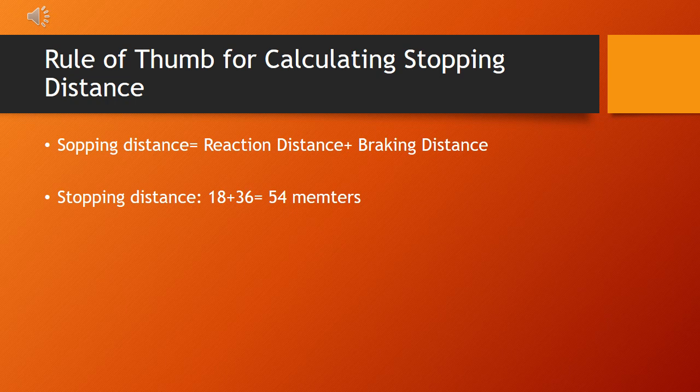So, if you were driving at 60 kilometers per hour and needed to stop suddenly, your car would travel about 54 meters before it comes to a complete stop. This illustrates how important it is to consider both your reaction time and braking distance when thinking about how quickly your vehicle can stop in response to a situation on the road.